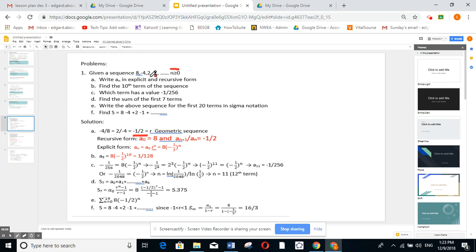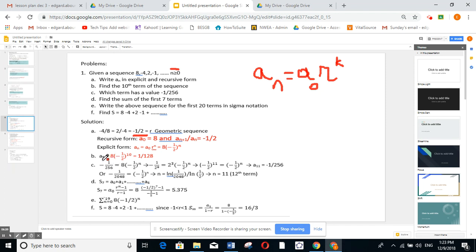For n bigger or equal to 0, the first term a0 is 8. Any term divided by the term before is what? Minus half. So a(n+1) divided by an is minus half. So this is the recursive form. The explicit form means you want to find the general formula. We said an, because we're starting at a0, it will be a0 times r to the power n. a0 is 8, r is minus half, so an equals 8 times minus half to the power n.